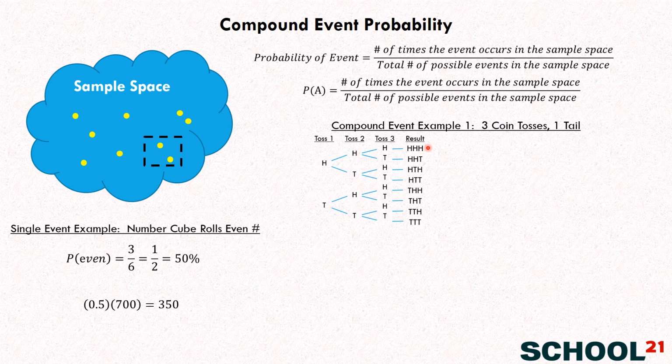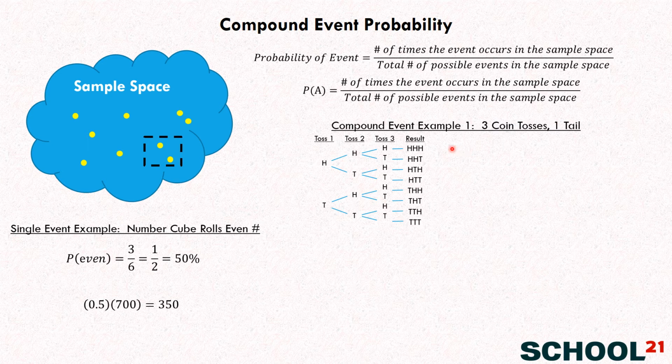So let's count those up. How many are there? 1, 2, 3, 4, 5, 6, 7, 8. Looks like there's 8 total possible events, right? So that means that the denominator of our fraction is going to be what number? 8. Okay? Now the numerator is the number of times that the event we're looking for occurs, and that's exactly one tail.